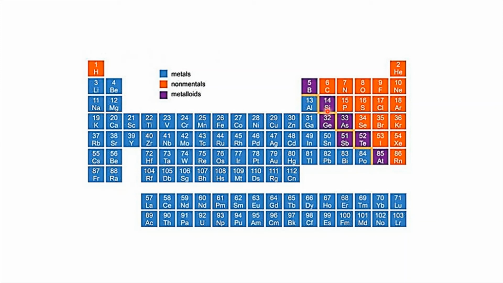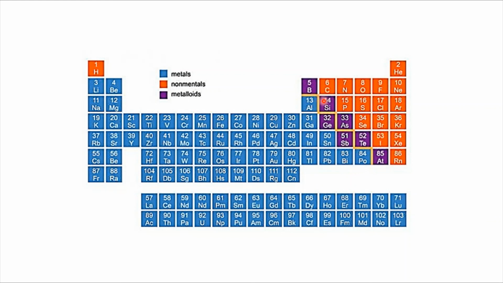Except for the elements that border the stair-step line, the elements to the right of the borderline are classified as non-metals along with hydrogen. Hydrogen is also a non-metal. Non-metals have properties opposite those of the metals. The non-metals are brittle, not malleable, that is, not ductile. They are poor conductors of both heat and electricity.